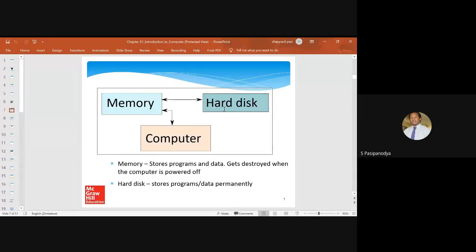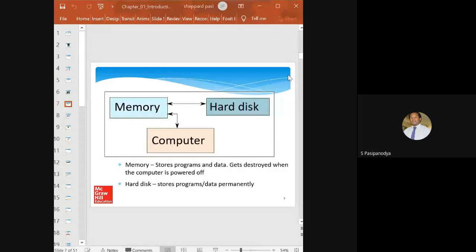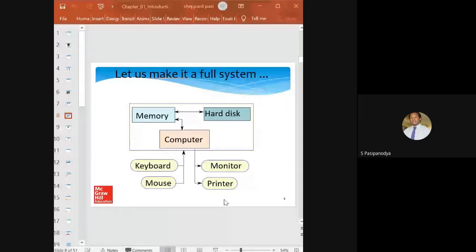Are we still together? Yes, sir. Do you understand why we need to store information on the hard disk? Is anyone lost so far? All right.